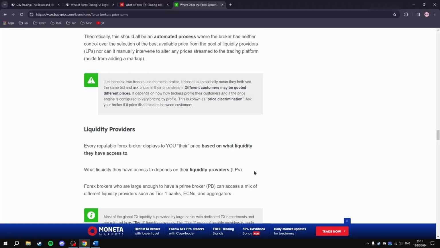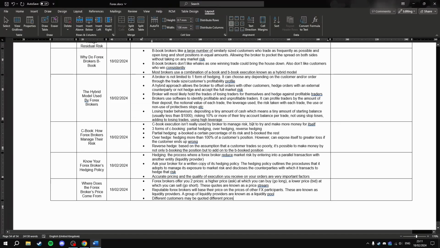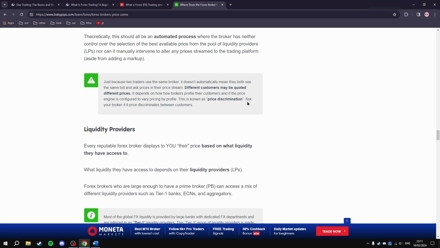It depends on how brokers profile their customers and if the price engine is configured to vary pricing by profile. This is known as price discrimination. Ask your broker if it price discriminates between customers.